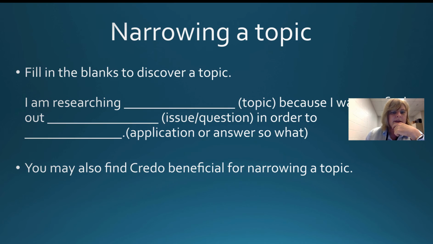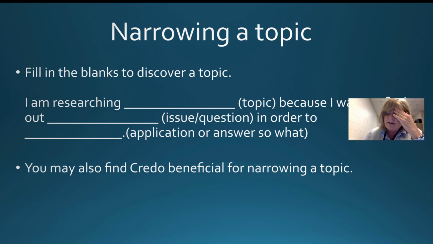perfect topic. Another way that you might go about it is to fill in the blanks to discover a topic. I am researching, let's see, what would be an example?